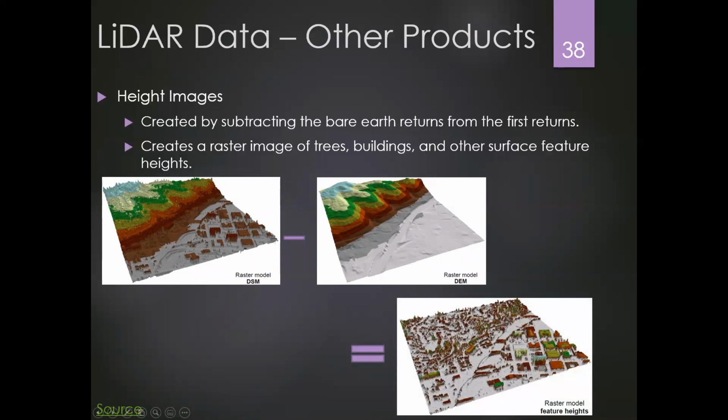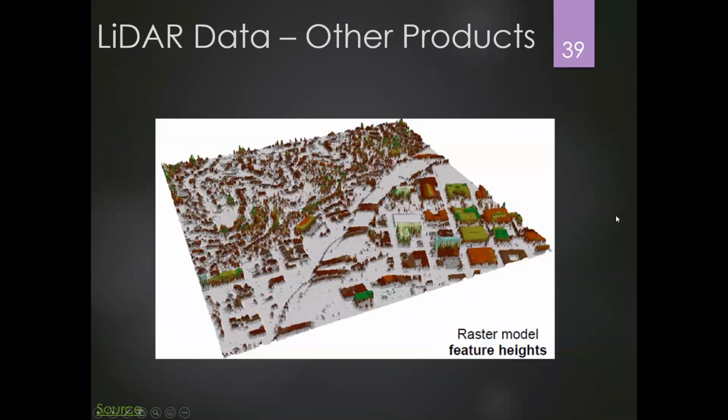You can consider a tree as a feature, or any geographic object or entities on the ground as a feature. So here, raster model feature heights is the difference between DSM and DEM. Yeah, here is a larger size of the feature heights image.